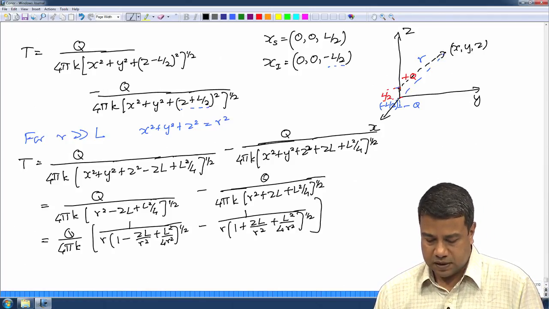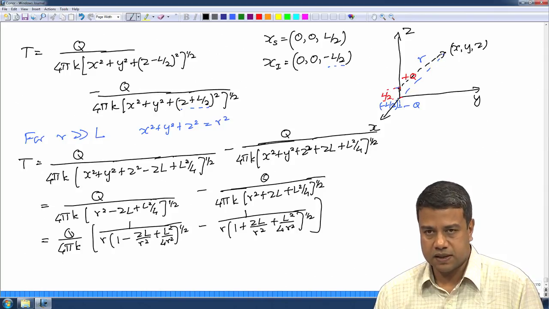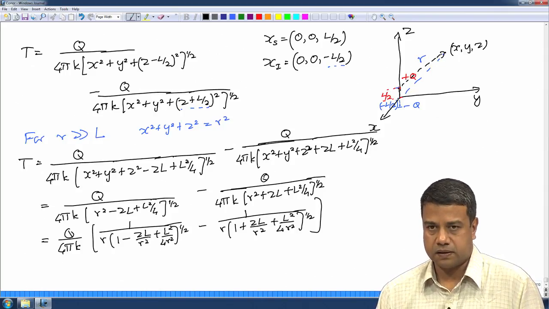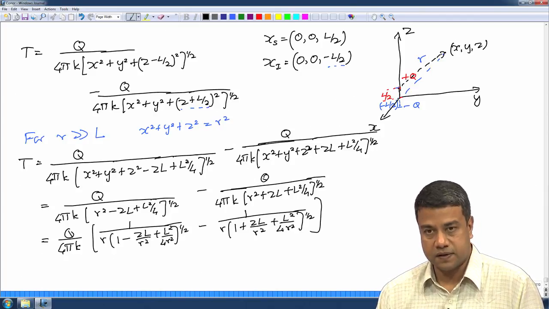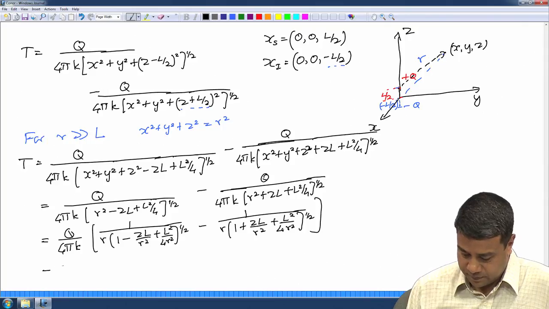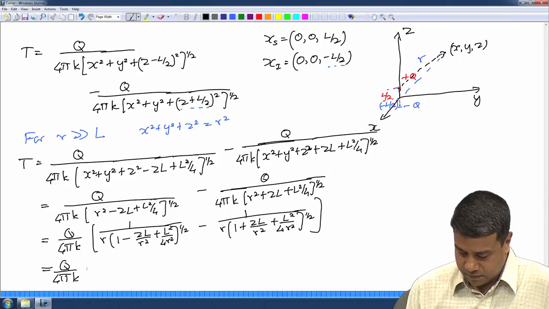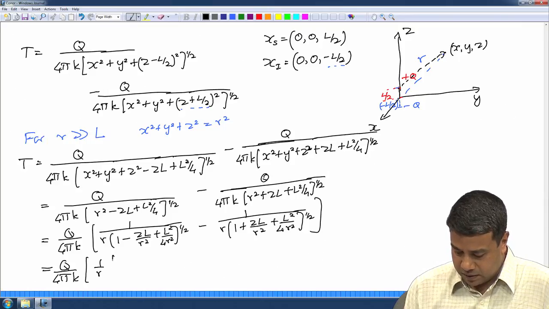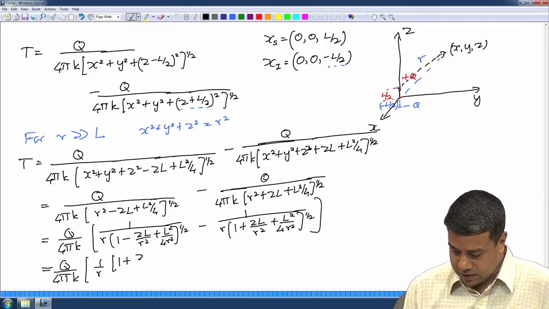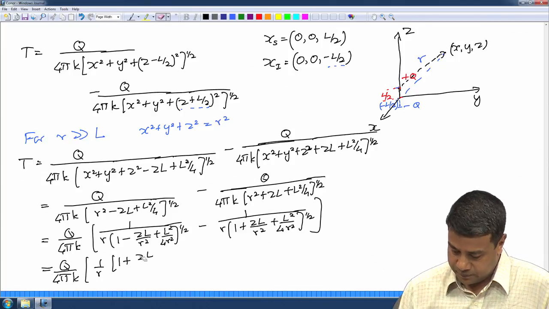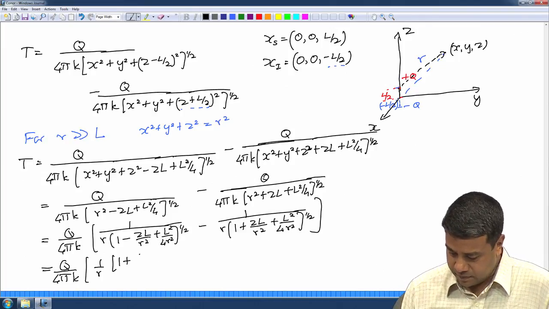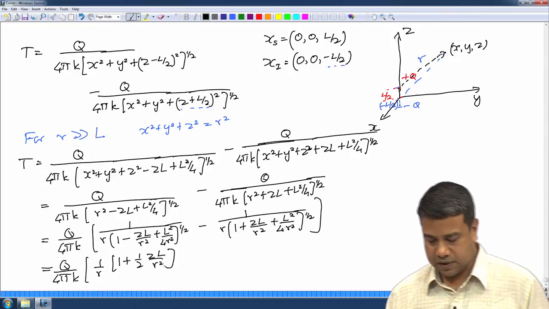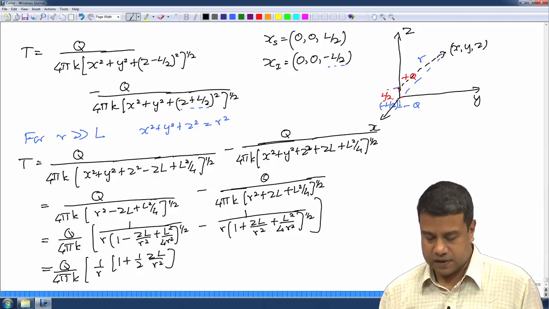And now, since r is much larger than L, I can use an expansion in L over r. I can use a binomial expansion in L over r and just retain the first terms in the series. 1 over r into 1 plus ZL, sorry, just retaining the first term in the expansion.